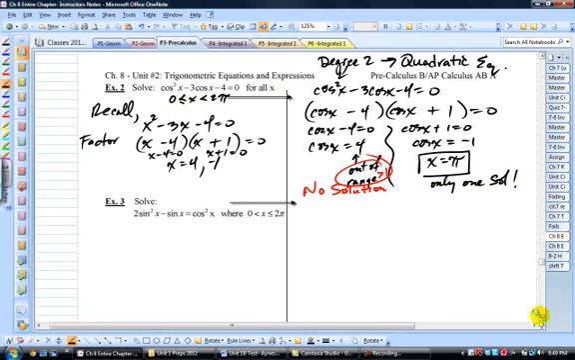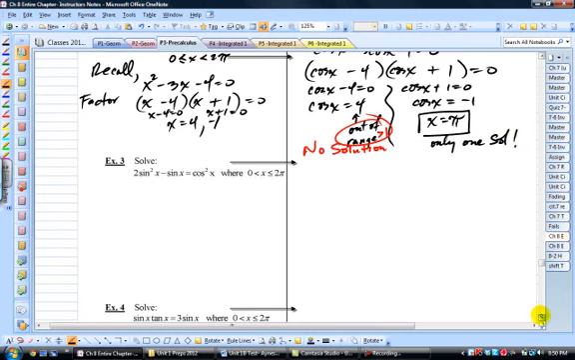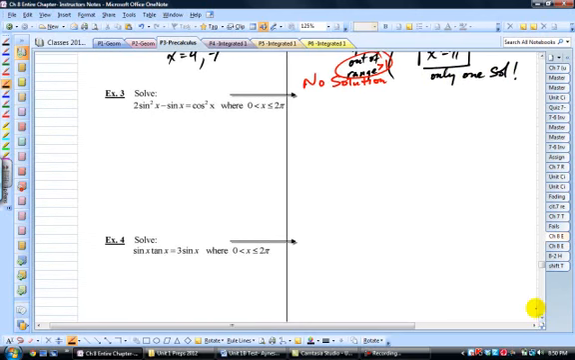Okay, and on the third one here, we want to do something similar, but we got a little extra challenge. And this one here shows you a little bit different thing that you're going to be encountering in your homework here. Notice we have 2 sine x minus sine x equals cosine squared x. We have two different functions. No good. You don't want two different functions. You want one function only. So let's write that down. Okay? You want one function only.